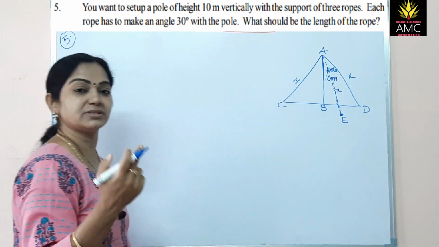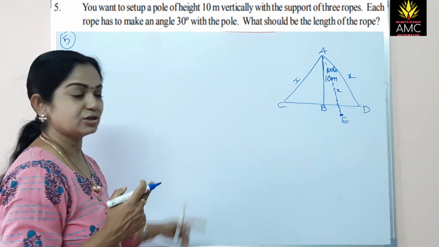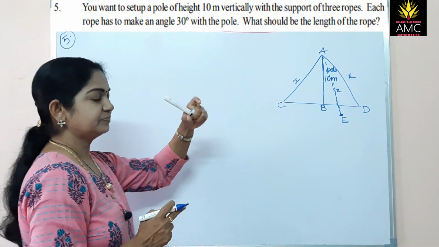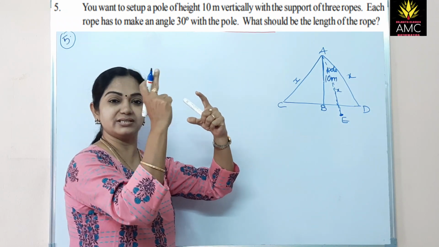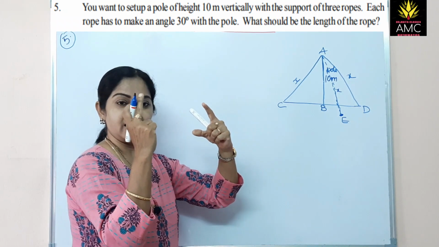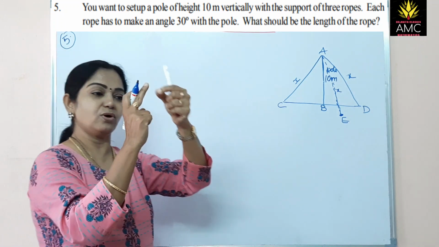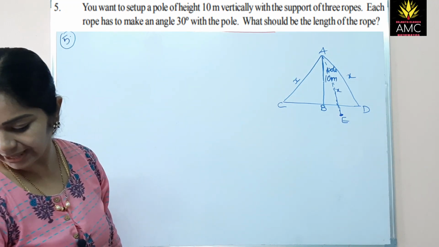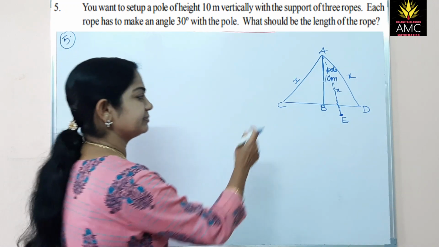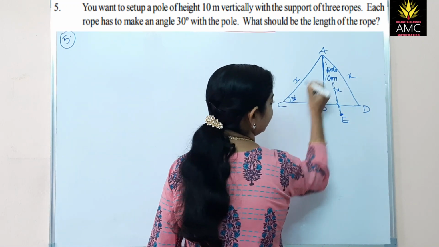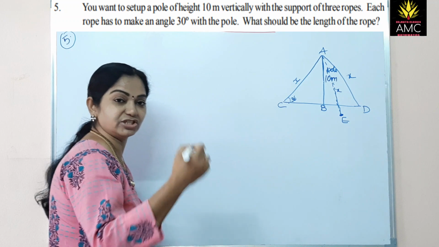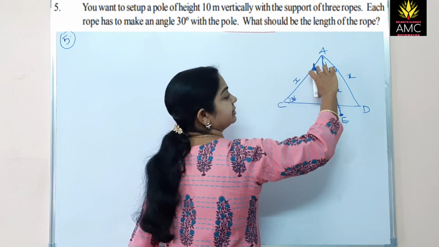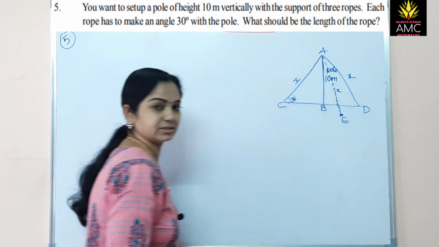Now let the length of each rope be x meters. So we want 3x, the total length of the rope. Now if you visualize, since the pole is erect, that is the opposite side, and the rope here will become our hypotenuse. Is the angle given here? Right, 30 degrees. All the 3 ropes make an angle of 30 degrees. So here this is the opposite, this is the hypotenuse.